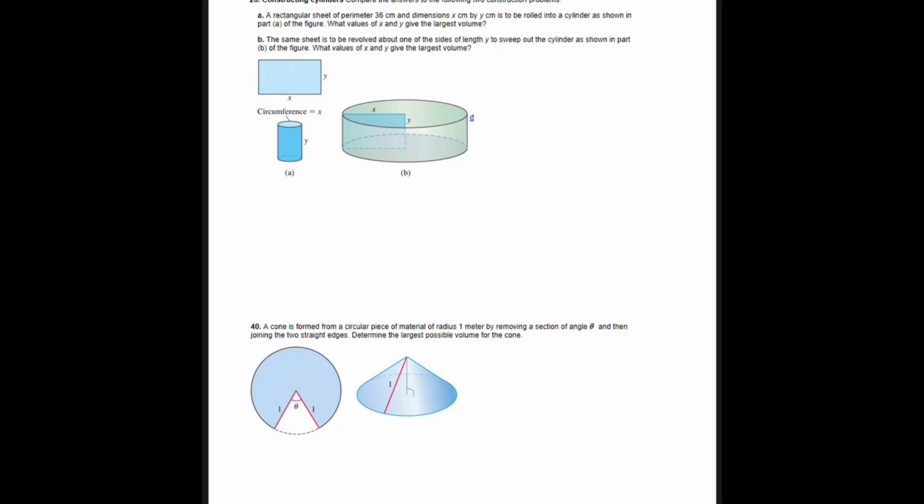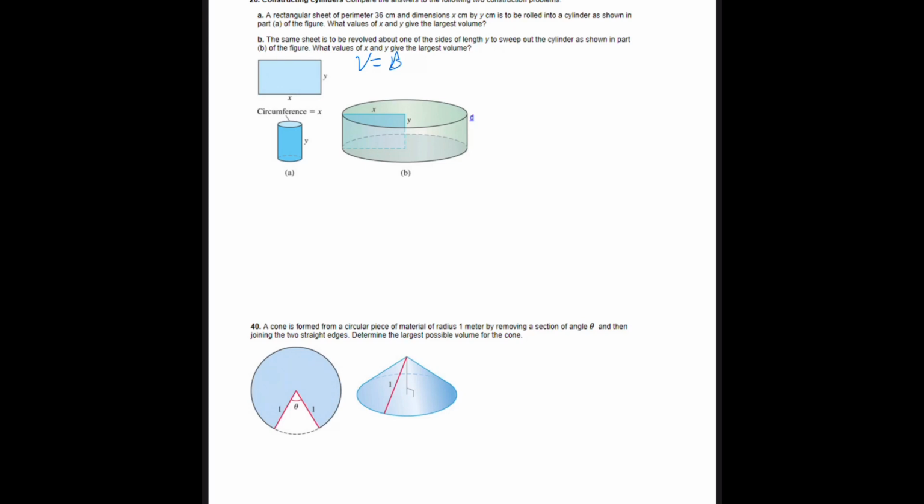Okay, so 26 says, compare the answers for the following two construction problems. A rectangular sheet of perimeter 36 centimeters and dimensions x by y is to be rolled into a cylinder as shown in part A of the figure. What values of x and y give the largest volume? And then the same sheet is to be revolved about one of the sides of length y to sweep out the cylinder as shown in part B in the figure. What values of x and y give the largest volume?